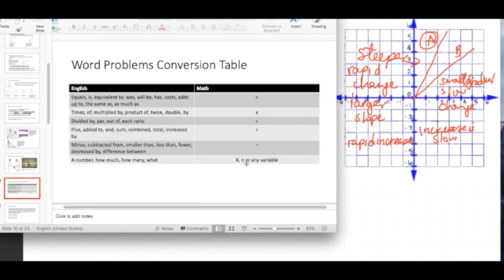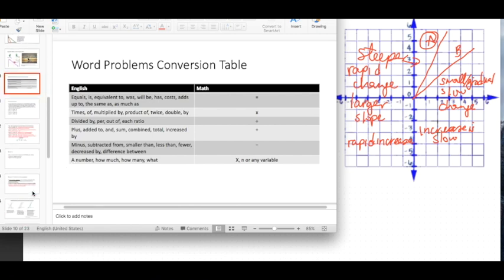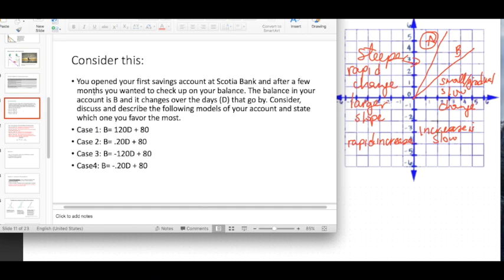And then for X or N or any other letter, they will say a number, how much, how many, what, or they might call a person's name, or a fruit or something that you're purchasing, and then they will say, okay, how much of this, how much of that, and that type of thing. So at this point, you can take this down, and then I would now like you to consider a scenario here.